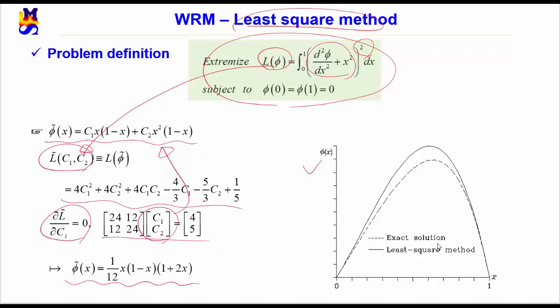This figure compares the approximation with the exact solution, indicating that the error is a bit bigger than the Ritz approximation, even though we minimize the error function of the differential equation itself by the least square approximation. This method is relatively ineffective compared to the Ritz method, and it requires a higher order polynomial for the trial function, even though it can be used for any boundary value problem.